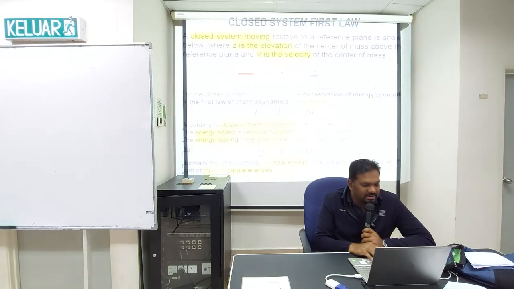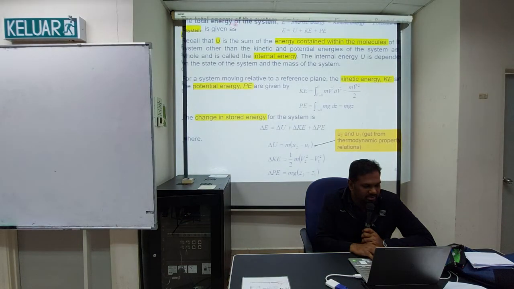The total energy is actually a combination of three things. The total energy of the system is a combination of internal energy U, kinetic energy KE, and also potential energy PE. So there are three things in it. It's more like a summary. So what are the important stuff? Changes in the stored energy. This is the total energy. Changes in the stored energy is this formula. In front there is a triangle, meaning changes in energy. This is the formula.